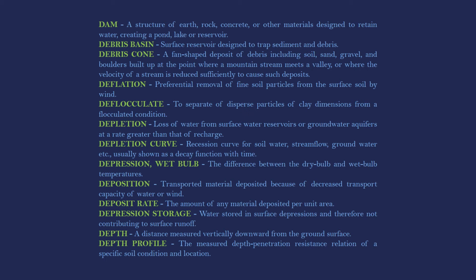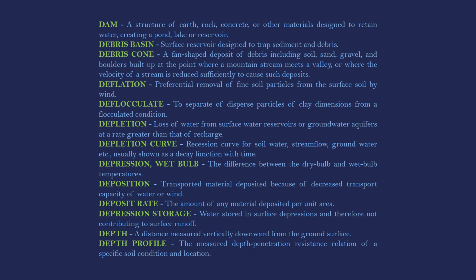Deflation: preferential removal of fine soil particles from the surface soil by wind. Deflocculate: to separate dispersed particles of clay dimensions from a flocculated condition. Depletion: loss of water from surface water reservoirs or groundwater aquifers at a rate greater than that of recharge. Depletion curve: recession curve for soil water, streamflow, groundwater, etc., usually shown as a decay function with time.